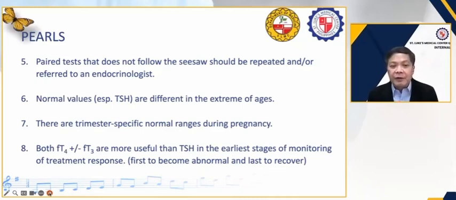Both FT4 and FT3 are more useful than TSH in the earliest stages of treatment, whether it's hypothyroidism or hyperthyroidism, but this is particularly true for hyperthyroidism. Do not request TSH unless your T4 and T3, both of them, not just one, are in the normal range before you start requesting TSH, because for as long as one of them is elevated, TSH will remain suppressed. And we already know that, so we don't need it.